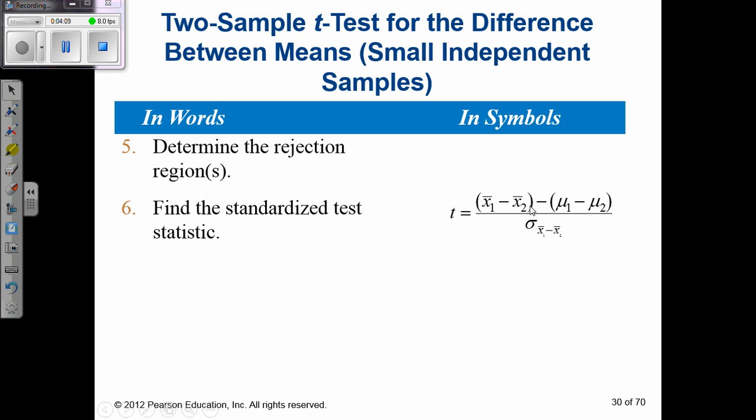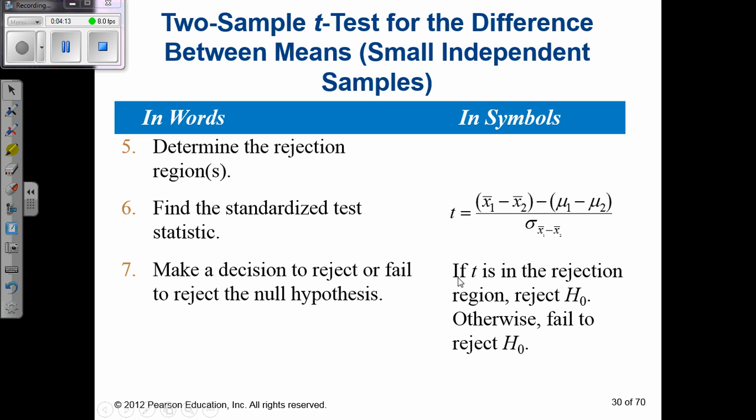We calculate the standardized test statistic and compare it to the rejection region. If the standardized test statistic right here is inside the rejection region, we reject the null hypothesis. Otherwise, we fail to reject the null hypothesis.